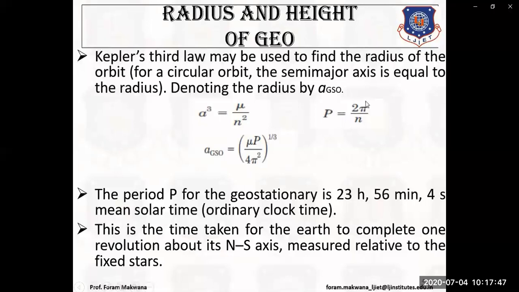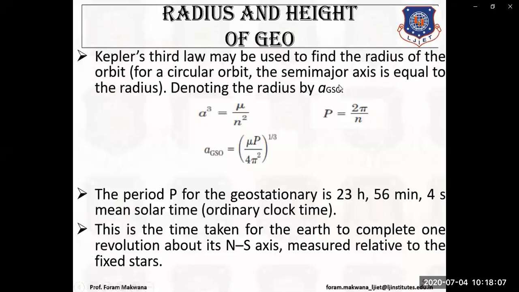So, we know the second equation, that capital P, the orbital period, is related to the mean motion. Capital P is equal to 2 pi upon n, right? So, based on these two equations, we will get this equation.